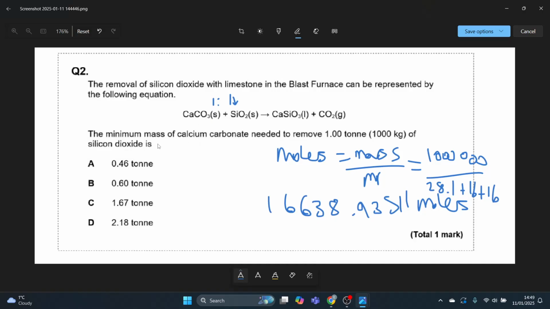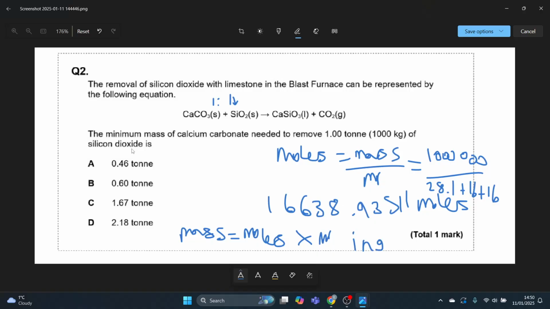So therefore, to find the minimum mass of calcium carbonate, mass is going to be the moles, which I've already got stored in my calculator, times the Mr of calcium carbonate. Calcium, Ca 40.1, plus carbon 12, plus 16 plus 16 plus 16. And I get a ridiculously large number, but that's the mass in grams.